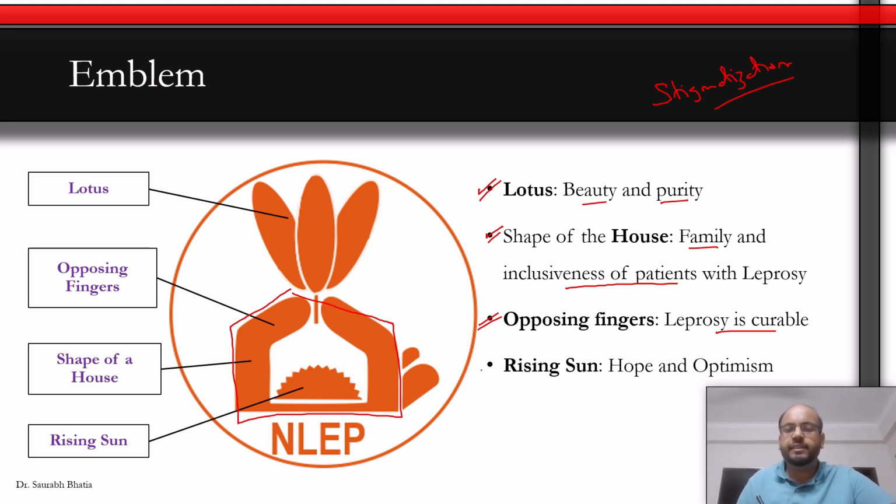And then you have the rising sun in between, which symbolizes hope and optimism regarding the disease. So this is the NLEP emblem. In fact, I think it was asked once in the SR entrance exam to identify the emblem. But now I have shown you the emblem and the various meanings of all the parts of the emblem. Clear? Let's move forward.